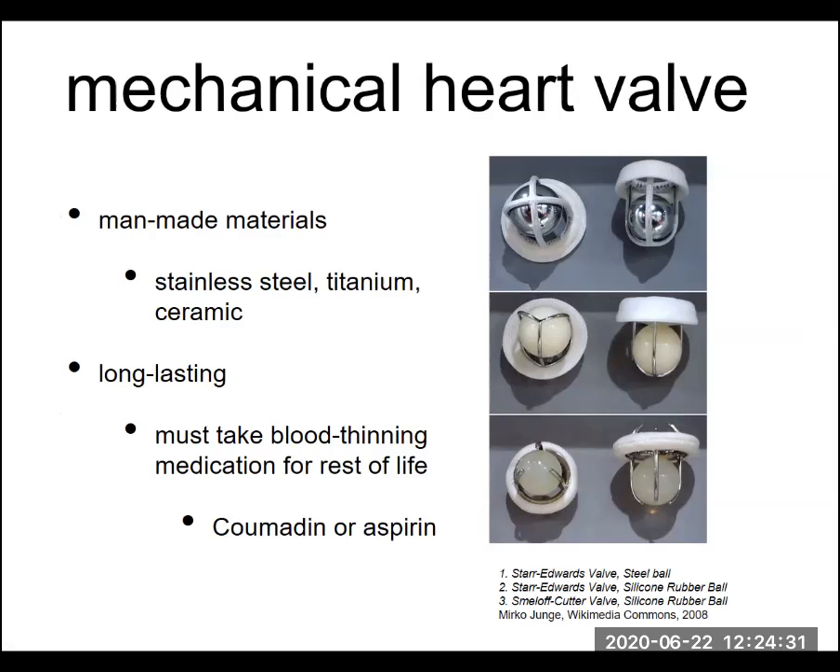But the patients with this are often treated with blood-thinning medications so that blood doesn't clot onto these mechanical valves. And so they'll take things like Coumadin or aspirin, which means that they're susceptible to bleeding from taking these blood thinners, but they've got a heart that's functioning properly, a valve that's going to be functioning properly.